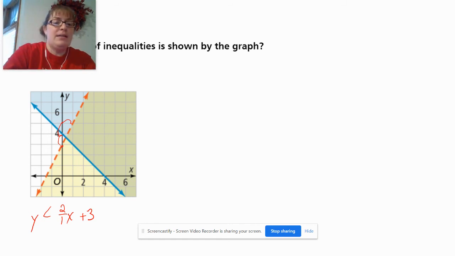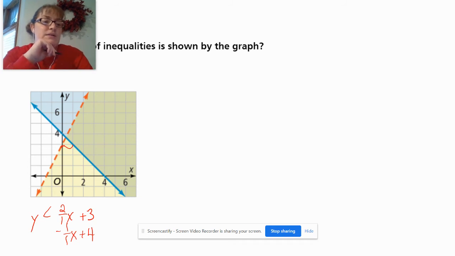All right, now let's take a look at the blue line. So blue line, I start by looking at where is my y-intercept. It looks like it's at positive 4. Then from that positive 4, I'm going to count the slope. It looks like I'm going down 1 and over 1. Because it's going down 1 and over 1, I'm going to put that negative 1 in front. So negative 1x or negative 1 over 1x.